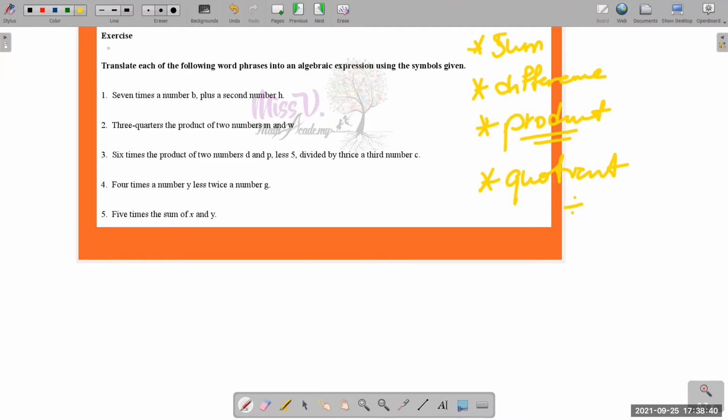So here we need to translate these worded statements or expressions and express them as algebraic expressions. What does that mean? We need to understand the difference between an expression and an equation. If I give you 2 plus 3, 2 plus 3 is just a regular maths expression, but 2 plus 3 equals 5 is an equation. What makes it an equation? The equal sign.